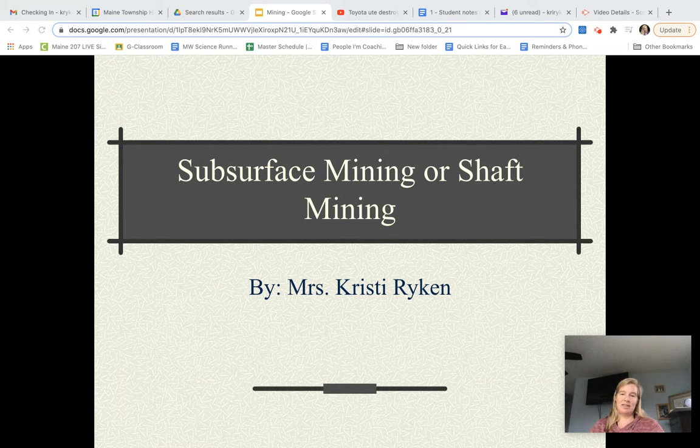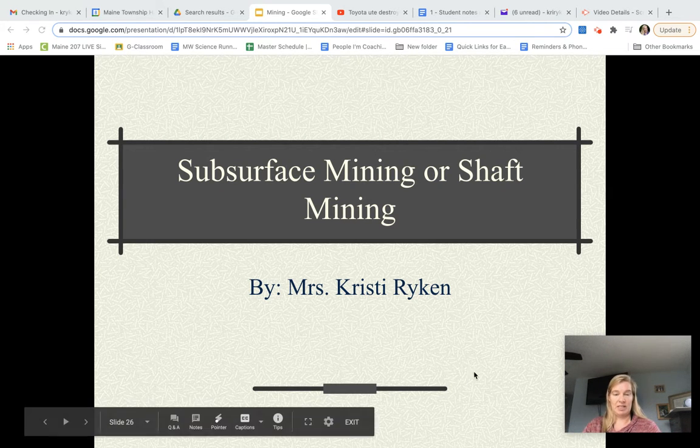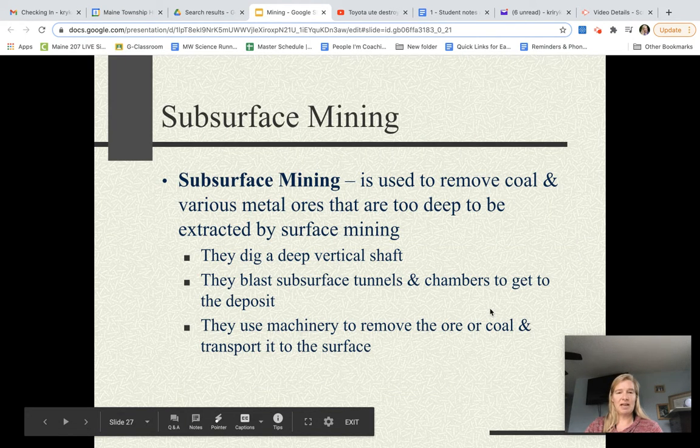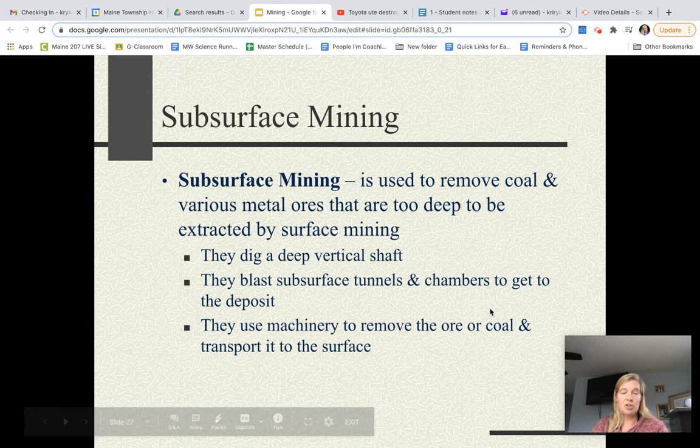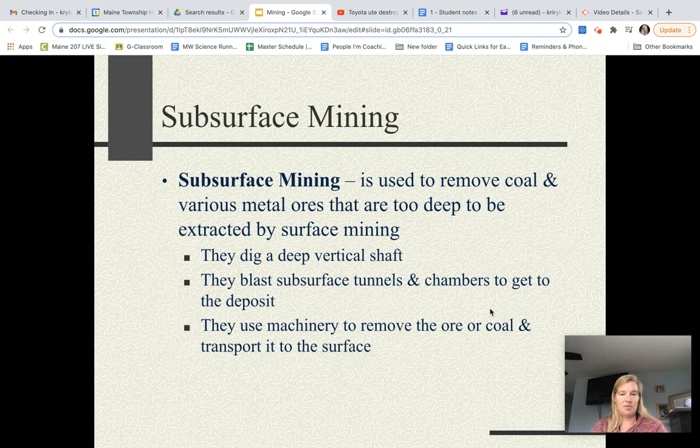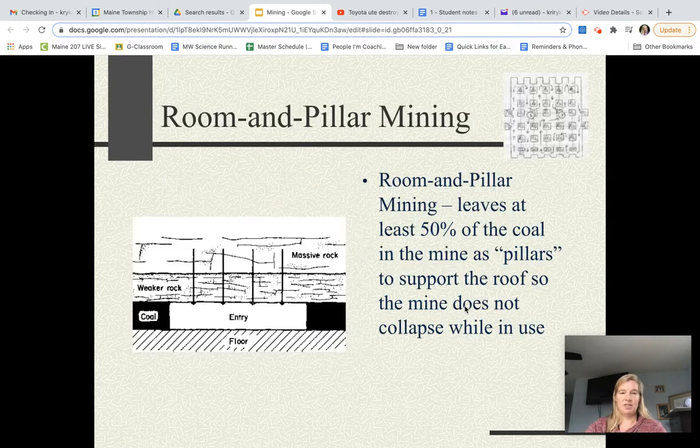Then you access the resource in the ground, and you bring it back up through a shaft or through these tunnels. So that is subsurface mining. There are different types. It's often used to remove coal or various metal ores that are too deep to be extracted by surface mining. They dig the vertical shaft, they have these chambers underground, and then they transport the ore up to the surface.